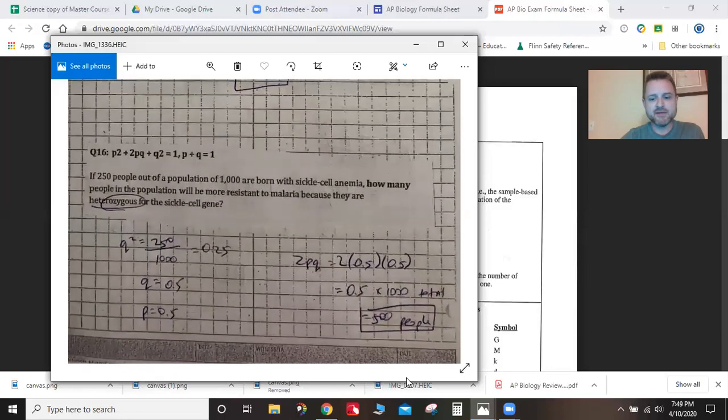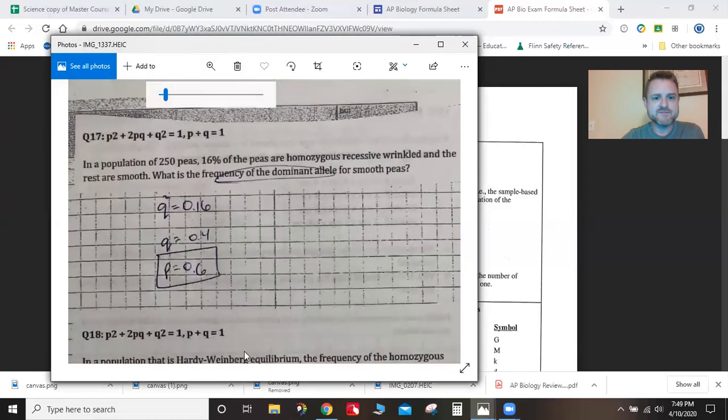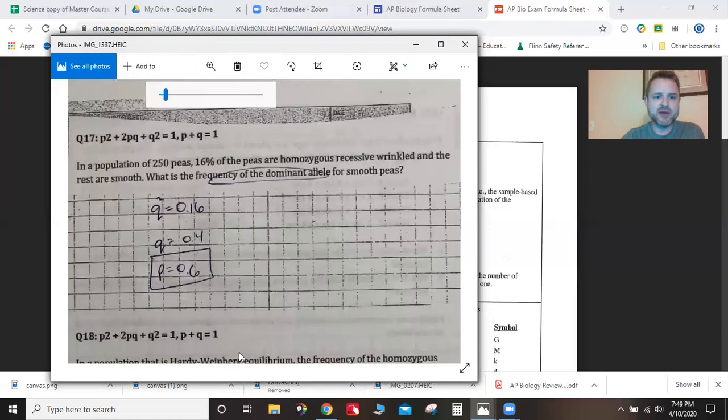Okay, cool. Question 17 is another Hardy-Weinberg question. 16% of the plants are homozygous recessive, so q squared is 0.16, so q is 0.4, so p is 0.6. Frequency of the dominant allele, that's p, that's the answer.